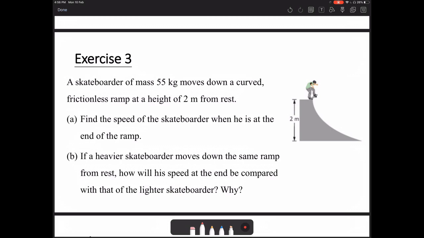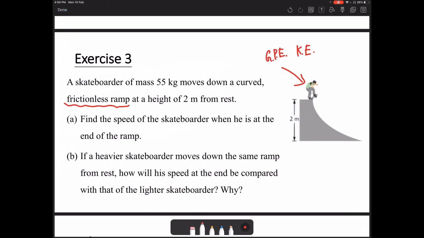Okay, so first you will notice this is a frictionless ramp. Frictionless ramp, what does that mean? If there's no friction, that means no energy is being transferred into thermal energy, right? So let me ask you, what energy does this guy have? This guy has, first, gravitational potential energy, right? And kinetic energy.